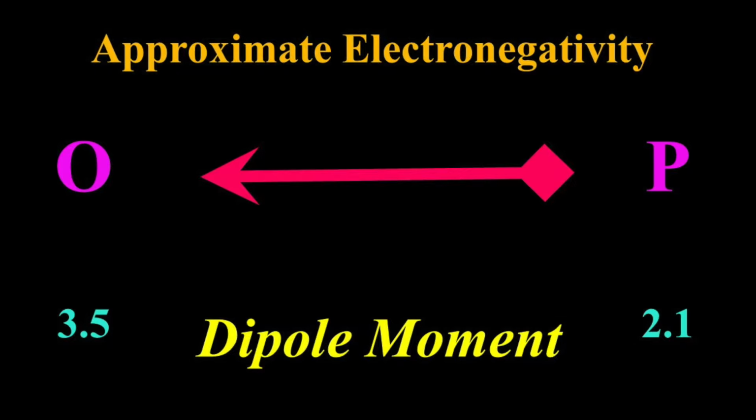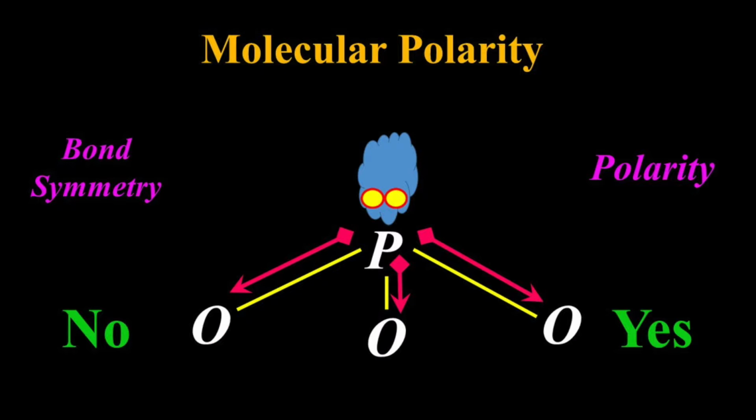And the dipole moments, you have oxygen is more electronegative than phosphorus, so the arrow will be going towards the oxygen. You can see that there is no bond symmetry and that there is, as a result, polarity.